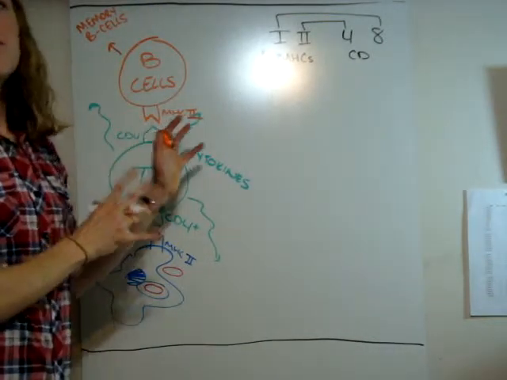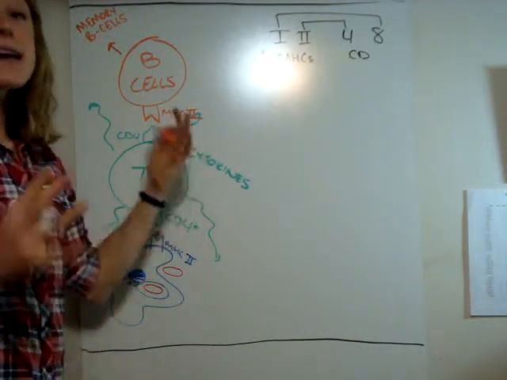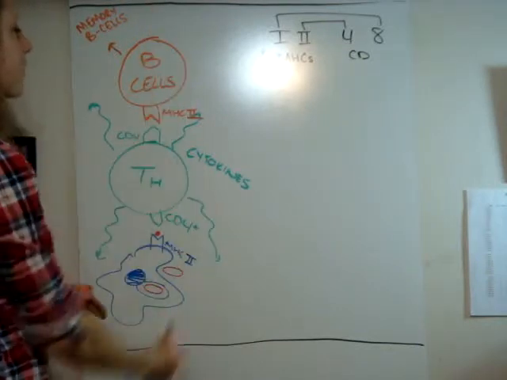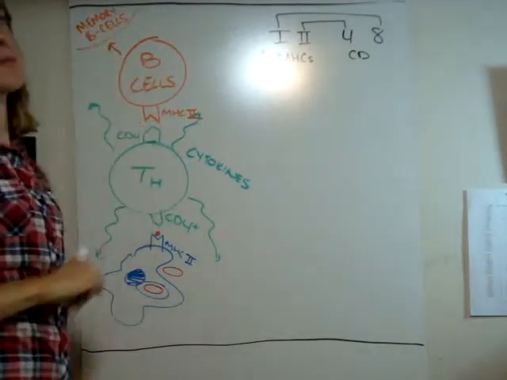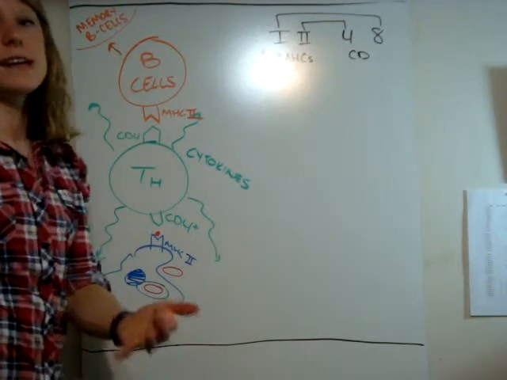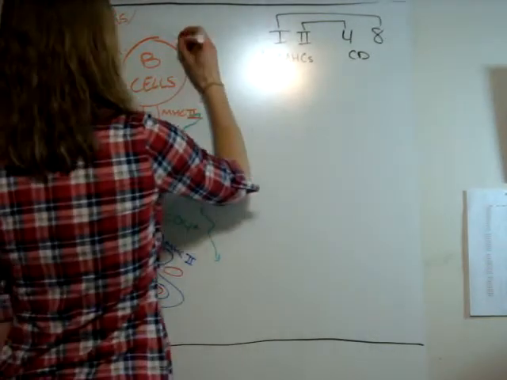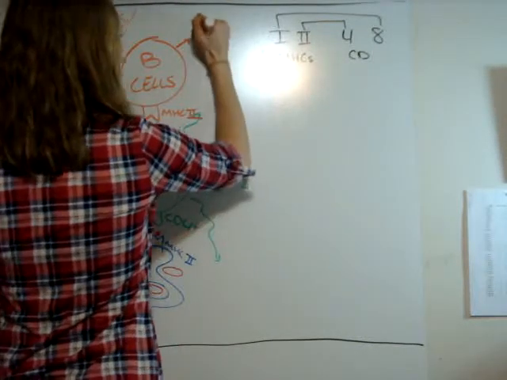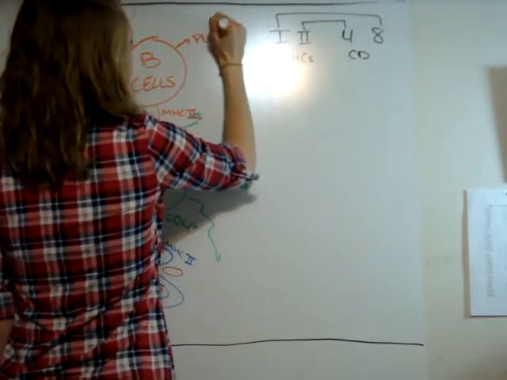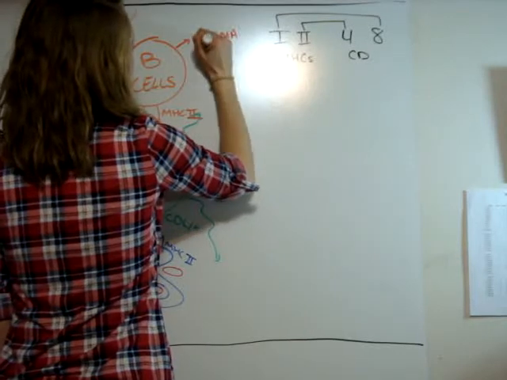And that's really important for the second time you get exposed. Because the second time you get exposed, you don't have to go through this process, you just skip right to the memory B cells. Which is why you don't get sick, because this process takes a really long time. But more importantly, for the first exposure, this B cell will differentiate into plasma cells.